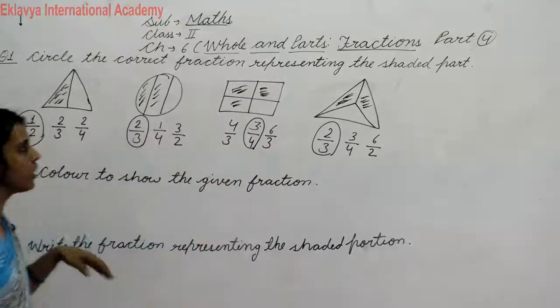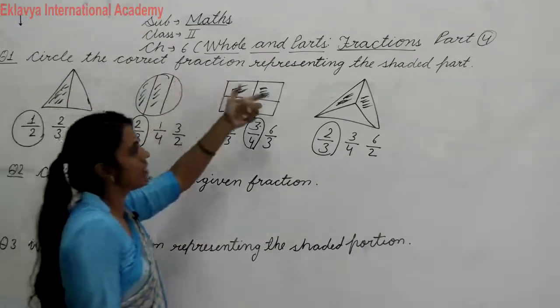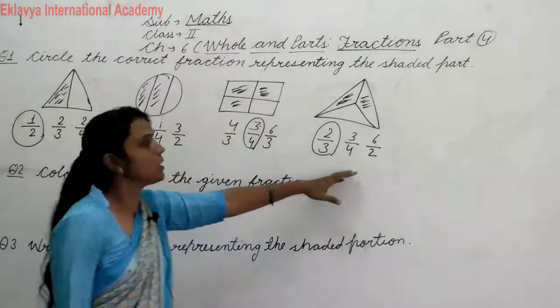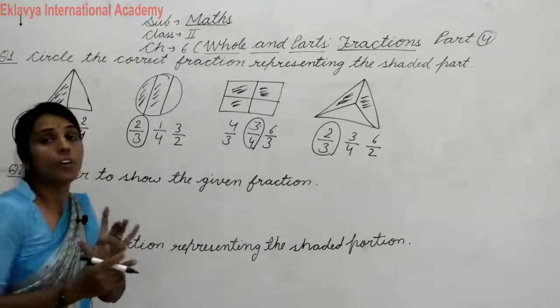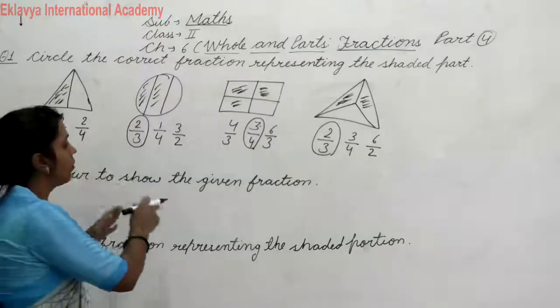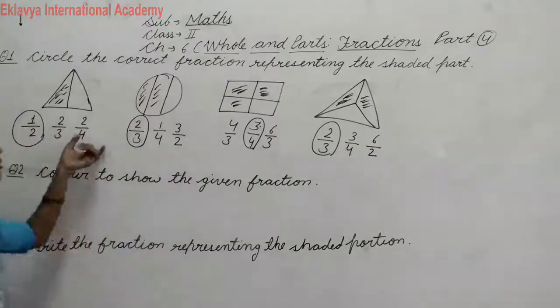Got it, your first question? Your first question is: circle the correct fraction representing the shaded part. So beta, listen, always keep this in your mind. While we are making a fraction, we will put the color part on the upper side and the total part downside. Okay, this is your first question.